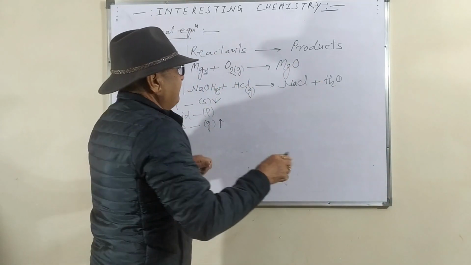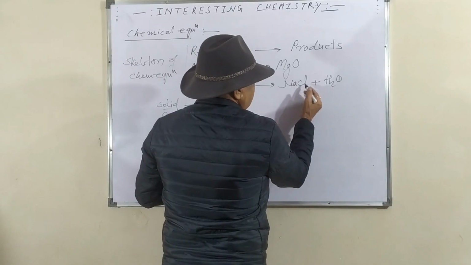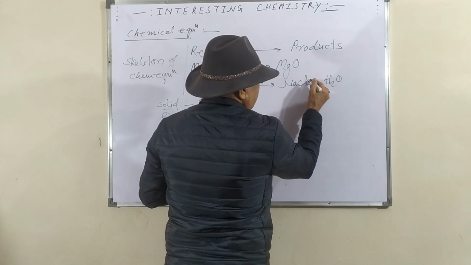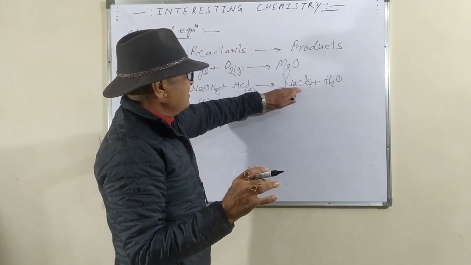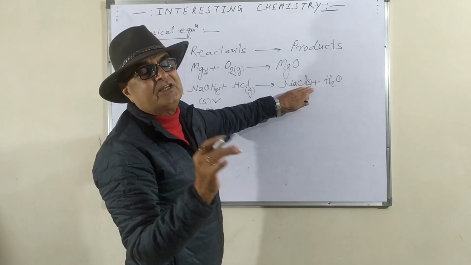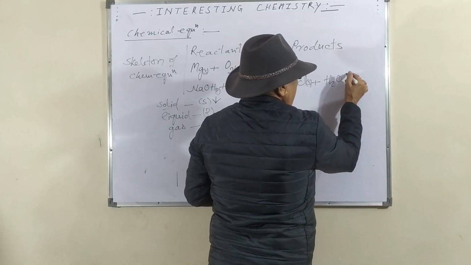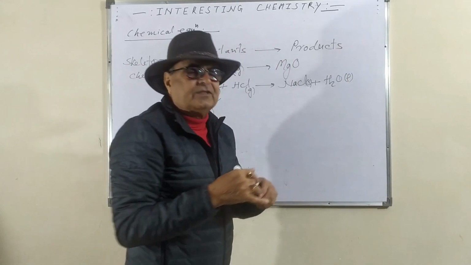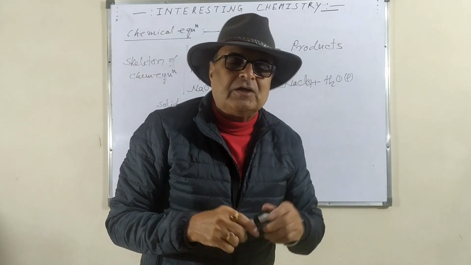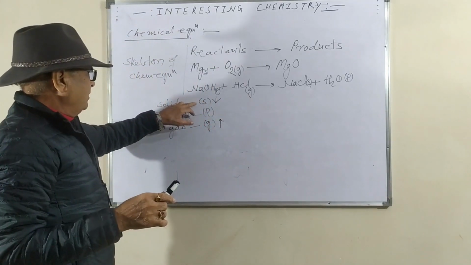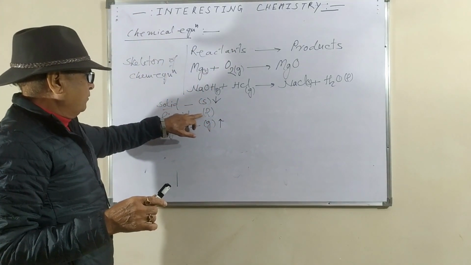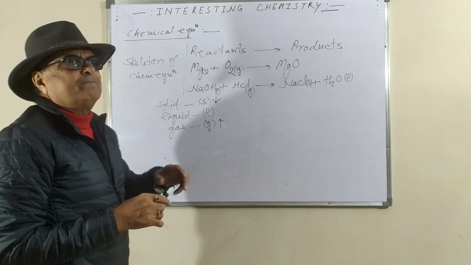If suppose it is written here, it means NaCl will be formed in the state of solid. Here it is H2O, so H2O will be formed in the state of liquid. So S for solid, L for liquid, and G for gas.